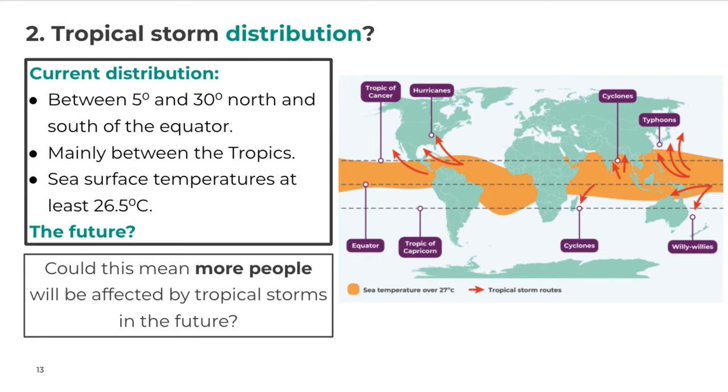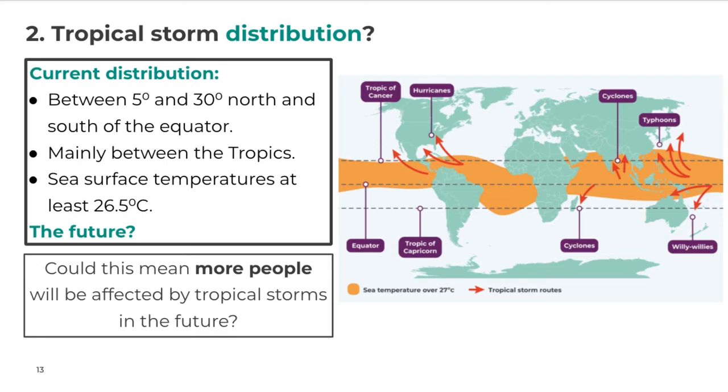So what about the future? Well, if climate change increases the average global temperature, this could increase sea surface temperatures at a higher latitude, so further north or further south of the equator. This might mean that tropical storms will form in different locations in the future. And if they form in different locations, this could mean more people will be affected by tropical storms.